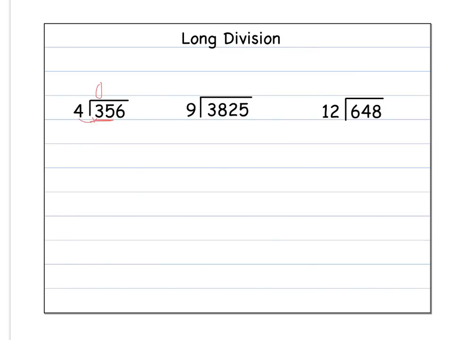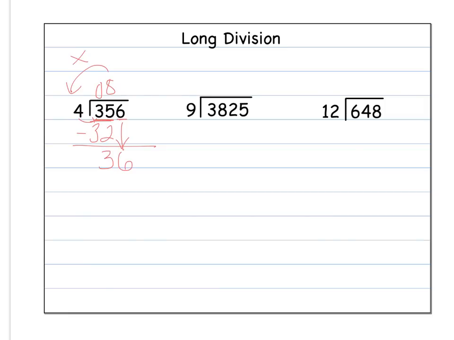Well, 4 goes into 35 8 times, because 4 times 8 is 32. So it goes in there 8 full times with how many left over. That means we're going to be subtracting. So we subtract 32 from 35 and get 3. Well, we're working in the next place there, so we bring down the 6.